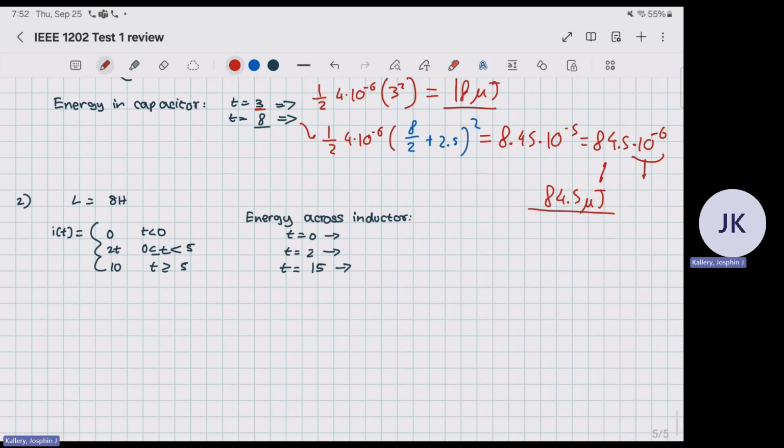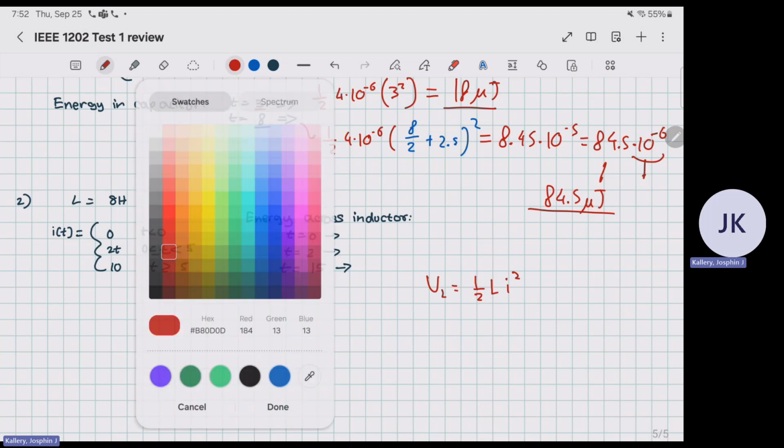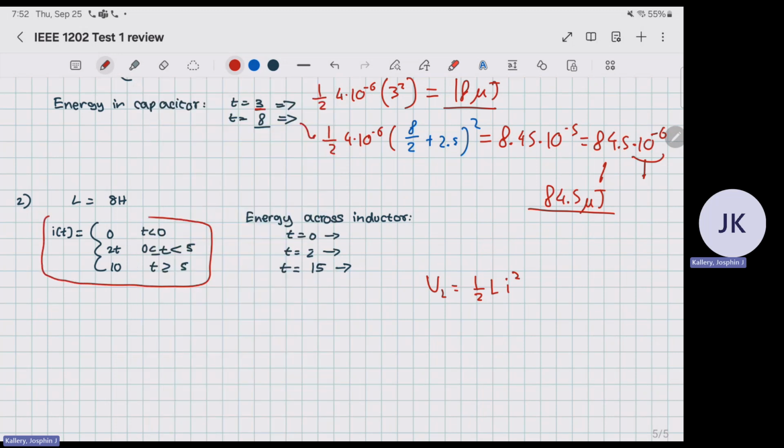So it's a similar equation. In fact, it's very close. So for a capacitor, sorry, energy across a capacitor is 1/2 C V squared. For an inductor, it's just 1/2 inductance and then the current squared. So you're only swapping two variables, but the form is still the same. So, okay, once again, we're given the current through an inductor as a piecewise function, and we need to evaluate the energy across the inductor at 3 different times. So let's first start with the top one.